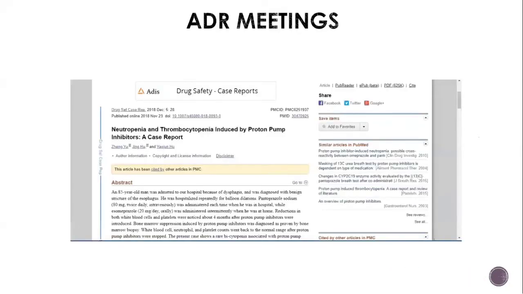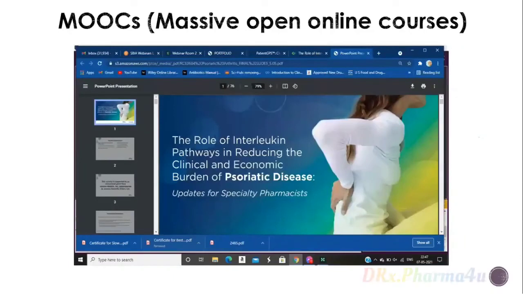So this is one case report that I just took a screenshot from my desktop. Neutropenia and thrombocytopenia induced by proton pump inhibitors, which is the case report. So what I did is I downloaded this article, I studied it, and then I made a presentation of my own regarding this. You can look into this article and you will understand why this case is a bit rare. And the last thing that anybody can do, it's not just a student, it's not just a professional, anybody can do this. And that is online courses.